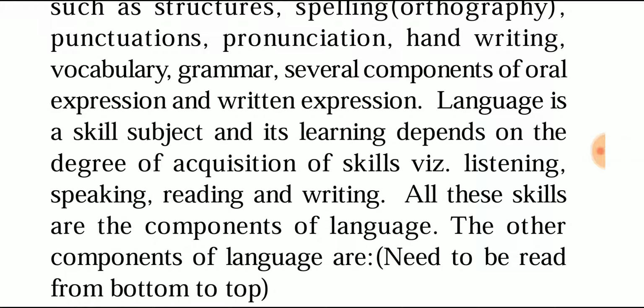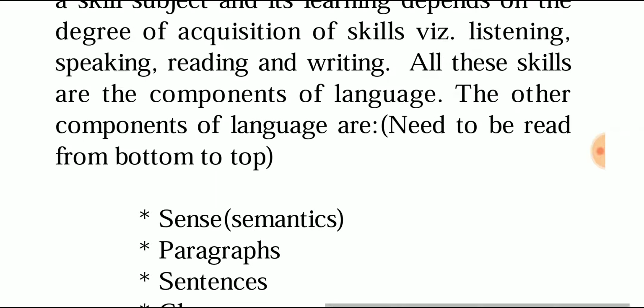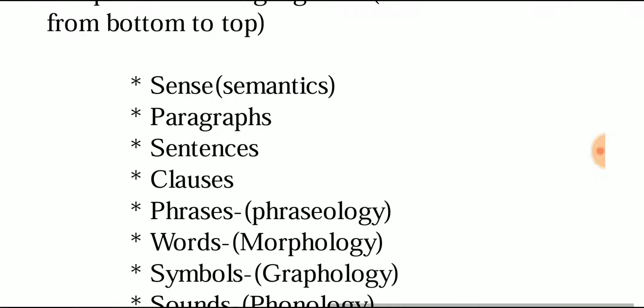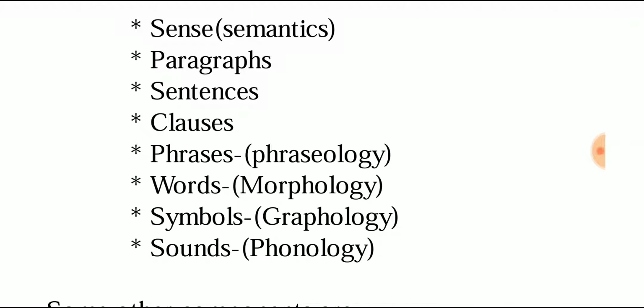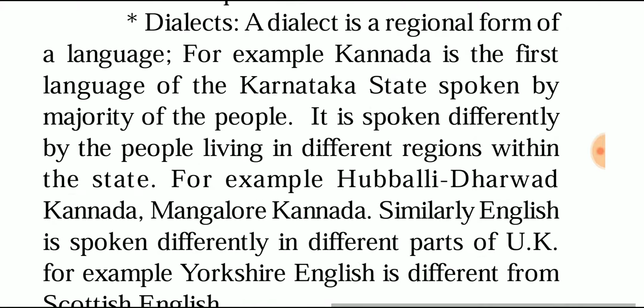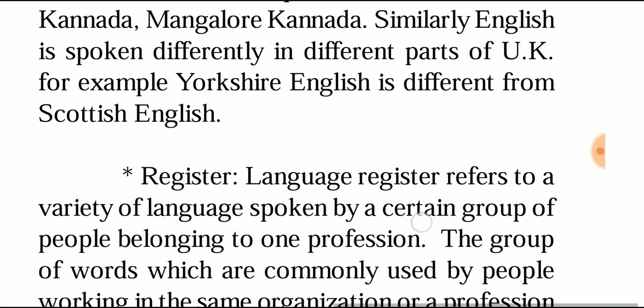The other components of language are given here. Let's see that. First one is sense, semantics, paragraphs, sentences, clauses, phrases, words, symbols, sounds. Then some other components are dialectics, then register, and another one is style.